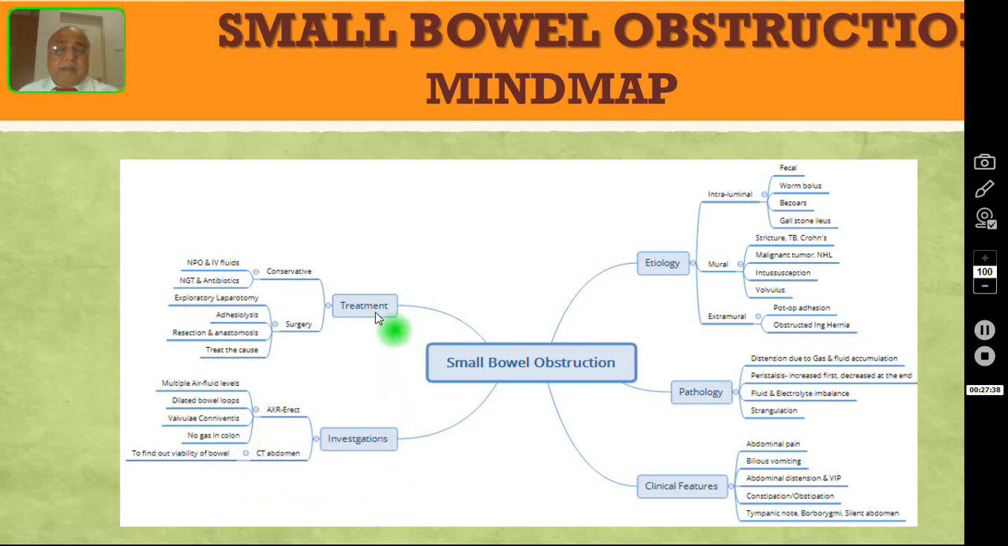Coming to the treatment, in the majority of these cases, especially if it is an incomplete obstruction, you can do conservative management. That consists of NPO and IV fluids, NGT aspiration and antibiotics. Surgery: you have to do exploratory laparotomy, and if there is adhesion, go for adhesiolysis. If it is already strangulated, do resection and anastomosis. Especially, you have to treat the underlying cause. If it is a volvulus, okay, depending upon what the cause is, you have to treat that cause for the small bowel obstruction.